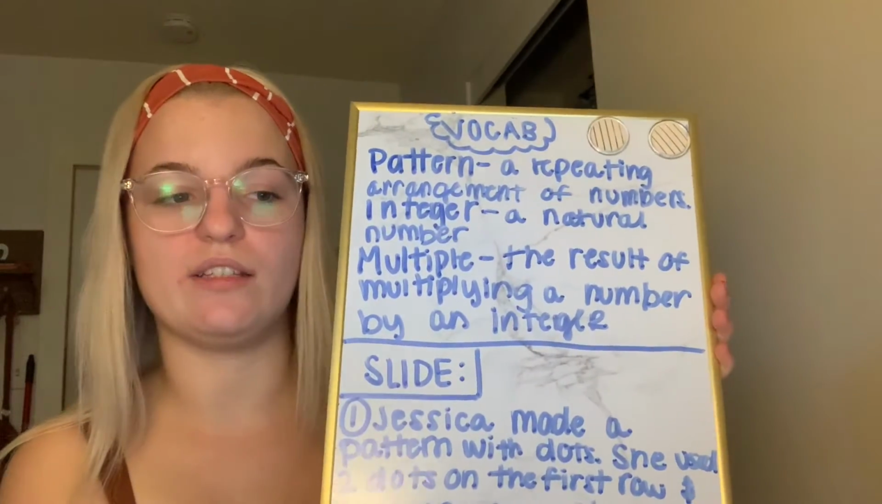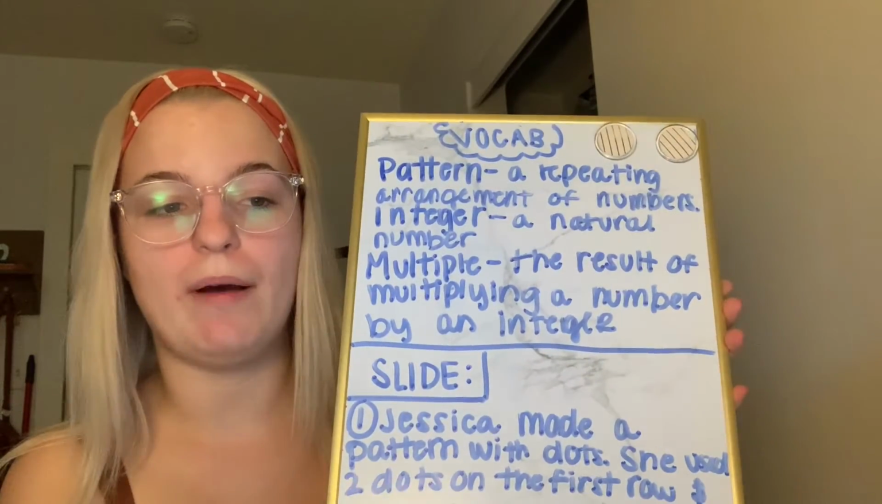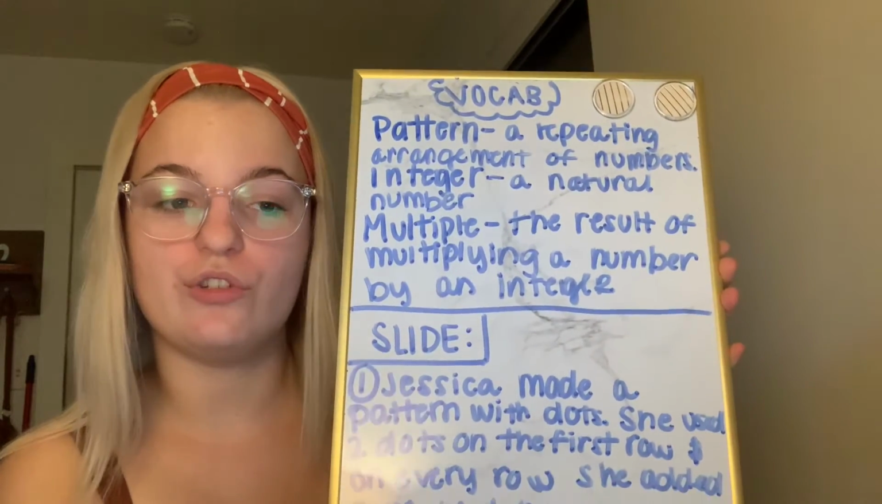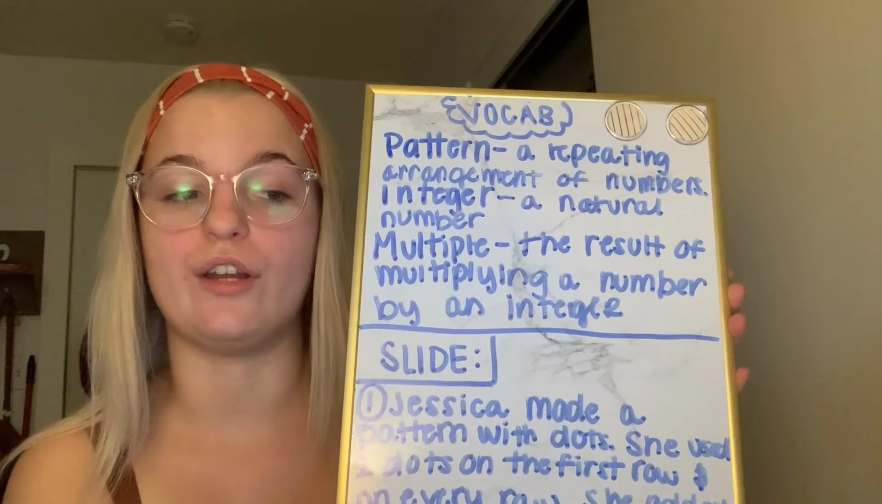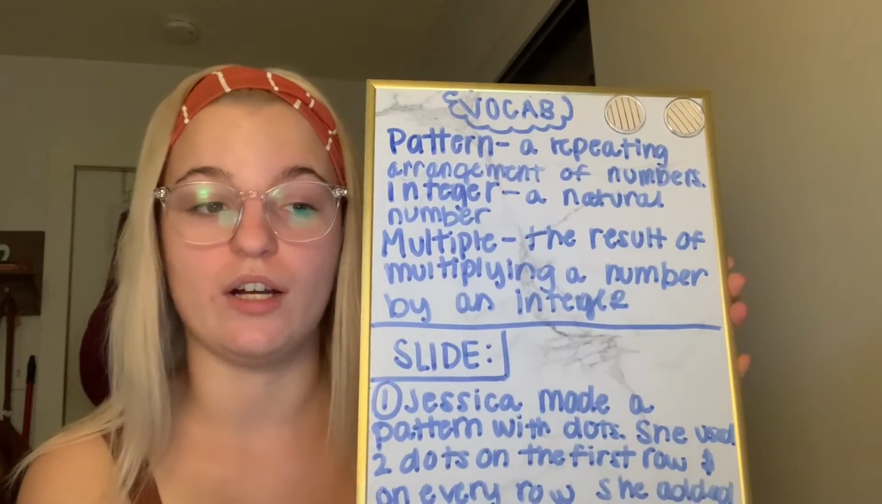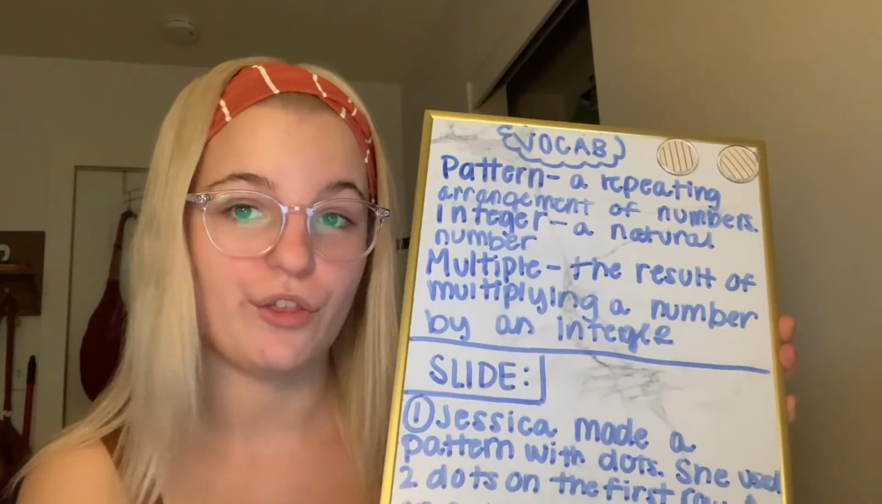The first slide says the following. Jessica made a pattern with dots. She used 2 dots on the first row, and on every row she added 2 more dots. How many are on the third row? I would then ask the class these questions. Okay class, what do we know about Jessica and her pattern? What do we need to find out? And what are we looking for?